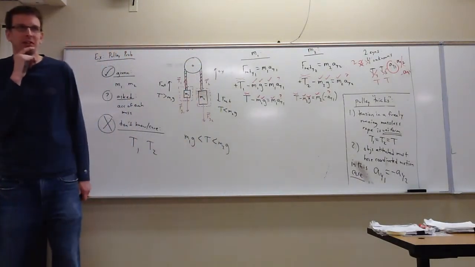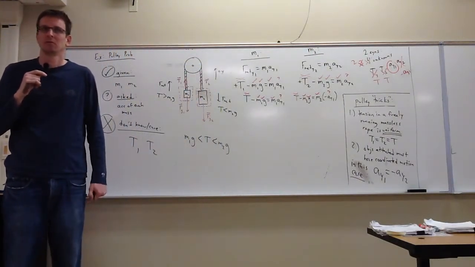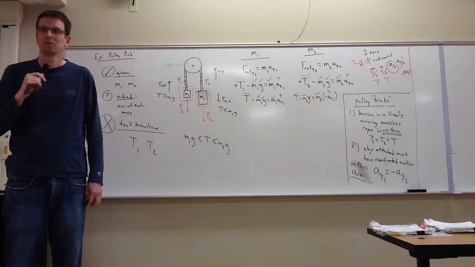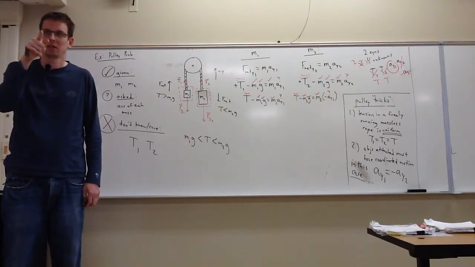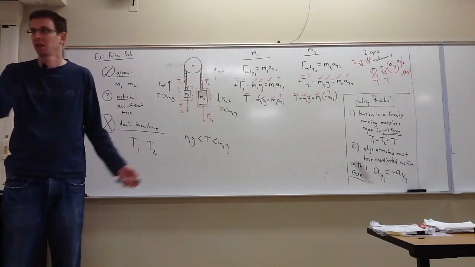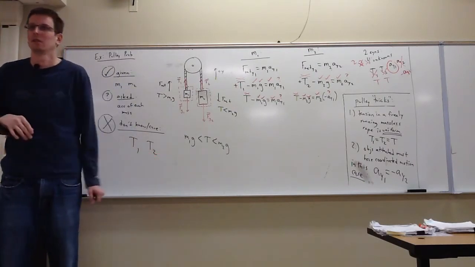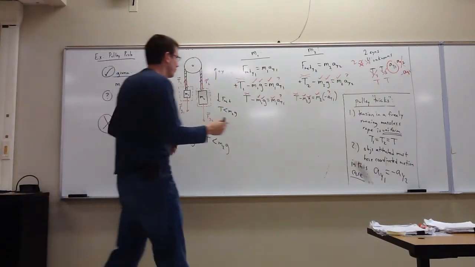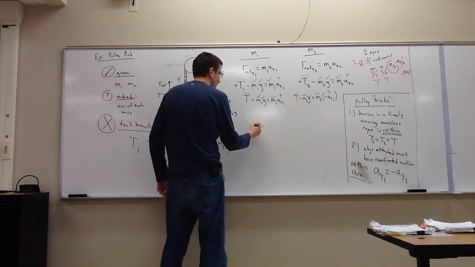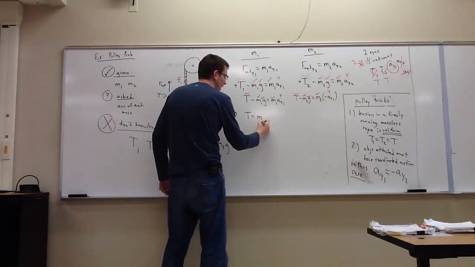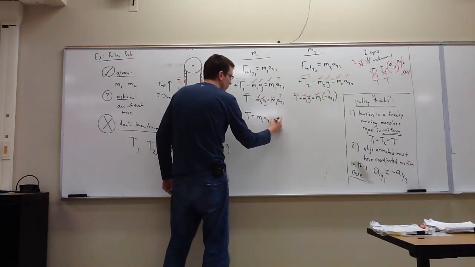How do you usually get rid of a variable in two equations? Solve for t and plug it in the other. Then it's gone. Poof, it's gone. Okay? So let's solve them both for t. So from the first equation, t equals m1ay1 plus m1g.